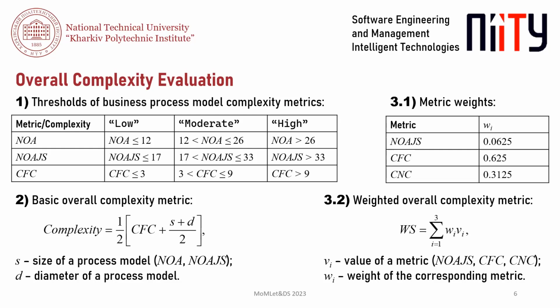The second case here demonstrates basic overall complexity metric calculated using control flow complexity, size of a process model, and diameter of a process model. And the third case here demonstrates another approach, which uses weighted overall complexity metric with respective weights for the number of activities, joins, and splits, for the control flow complexity, and for coefficient of network connectivity metric.